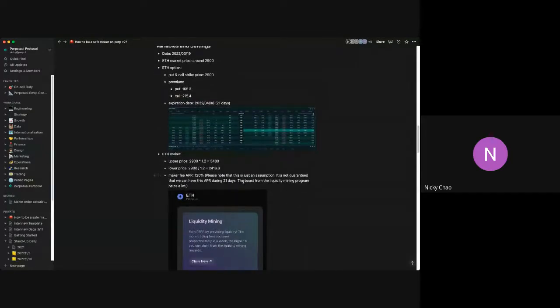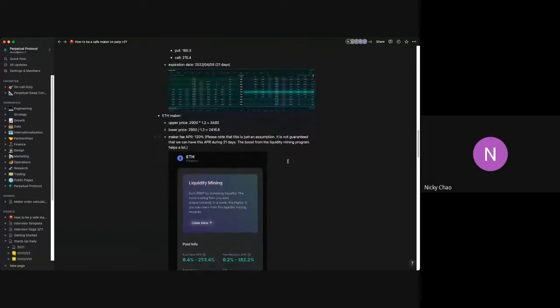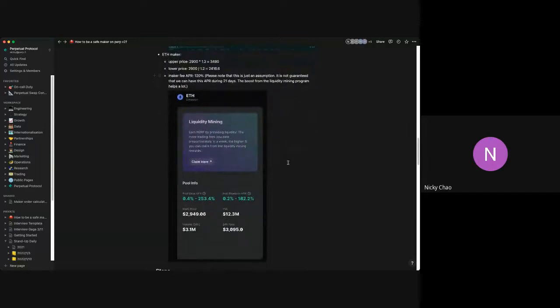Also, the boost from the liquidity mining program will help a lot, because the APR from the liquidity mining program is actually pretty good. I make this assumption because at that time, from the screenshot on our exchange, someone was actually earning a 253% APR.